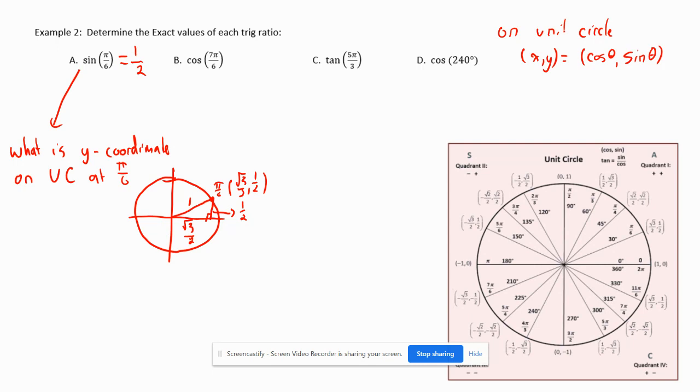Cosine 7 pi over 6. What this is looking for is the x-coordinate at 7 pi over 6. So 7 pi over 6 is down this guy over here, so there's our 7 pi over 6, and the x-coordinate is going to be negative root 3 over 2.